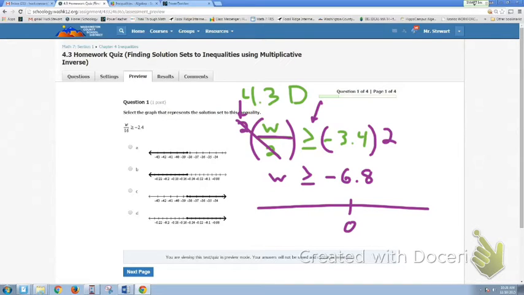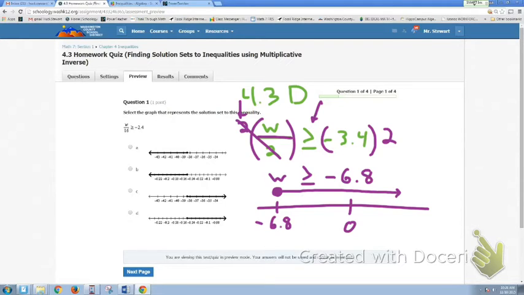So here's 0, here's a negative 6.8 all the way down here. So w can be something that's equal to negative 6.8, because that is implying equal to. And w could be anything that's also bigger than negative 6.8. Remember, larger than is always taking us this way in the direction of the number line.